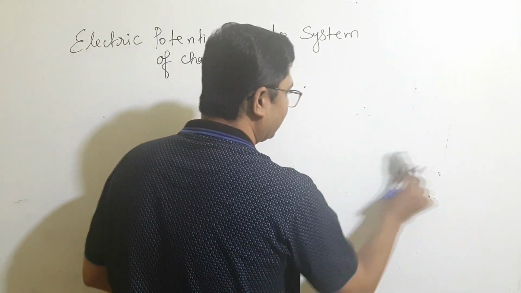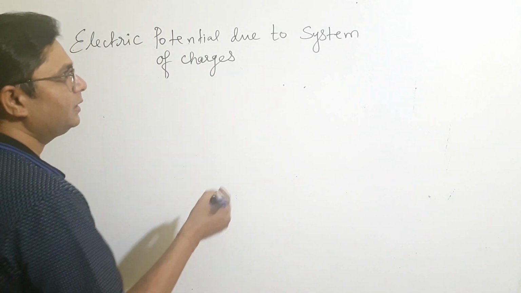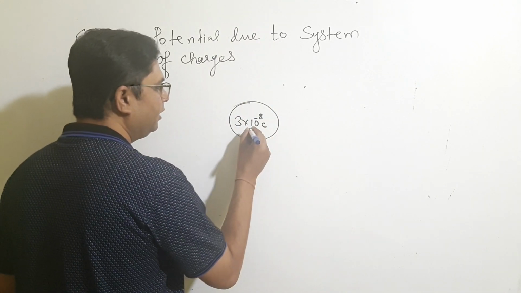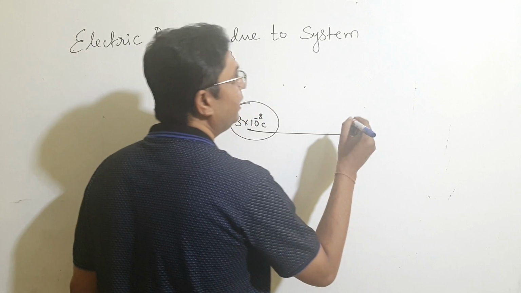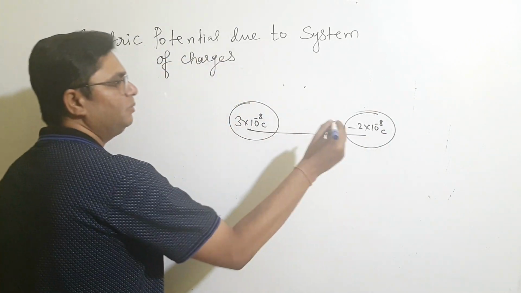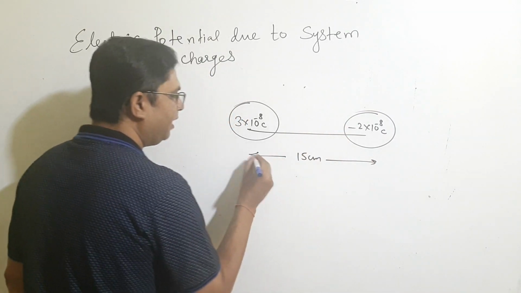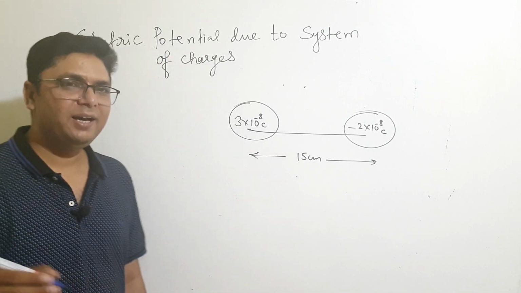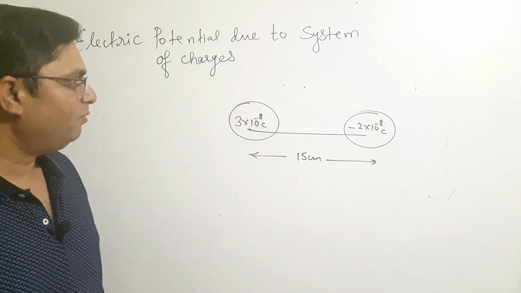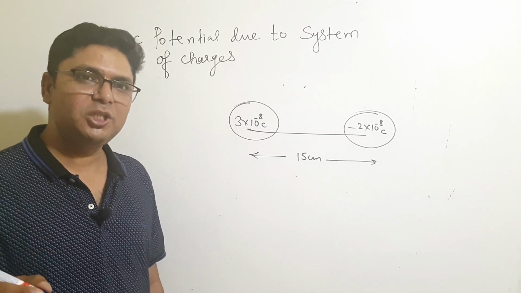I am taking two charges. In this numerical I am giving you two charges. Let one charge be 3 into 10 to the power minus 8 coulomb. The second charge will be, let us say, minus 2 into 10 to the power minus 8 coulomb. The distance between the two charges is, let us say, 15 centimeter. Now you have to find a point where the net potential is 0.